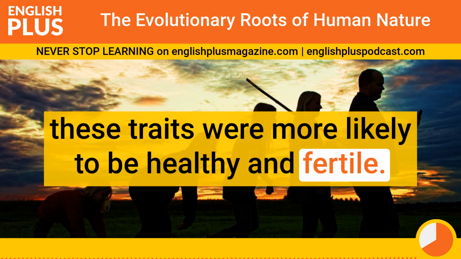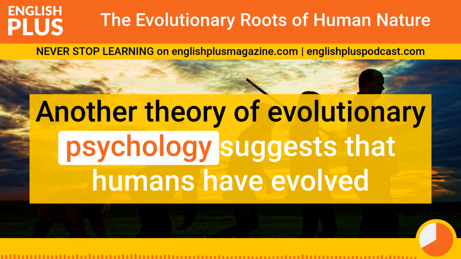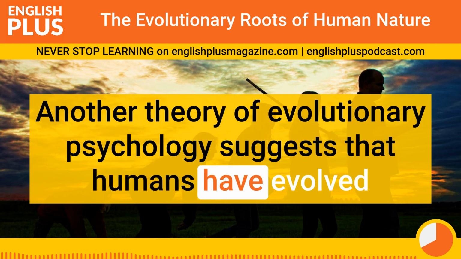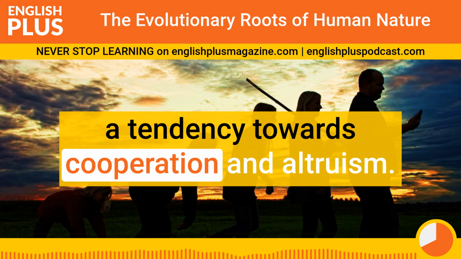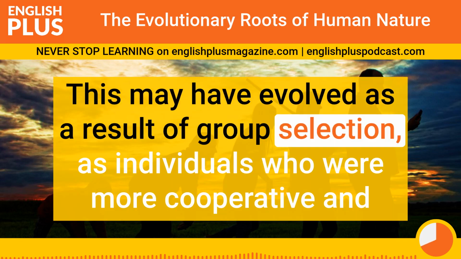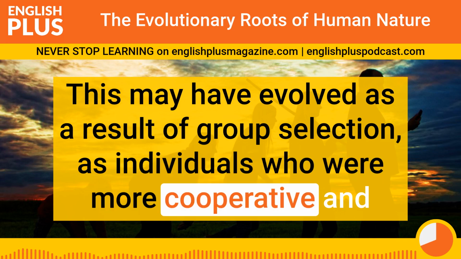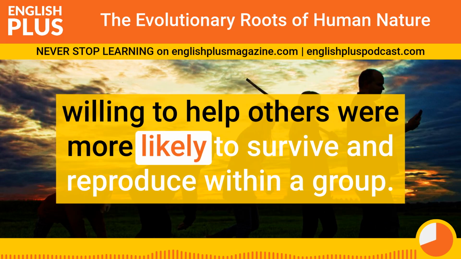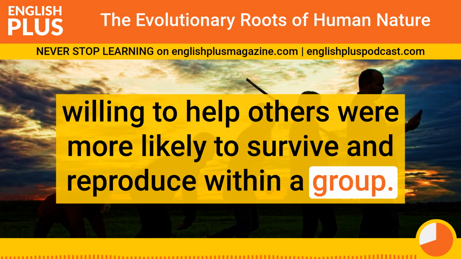Another theory of evolutionary psychology suggests that humans have evolved a tendency towards cooperation and altruism. This may have evolved as a result of group selection, as individuals who were more cooperative and willing to help others were more likely to survive and reproduce within a group.